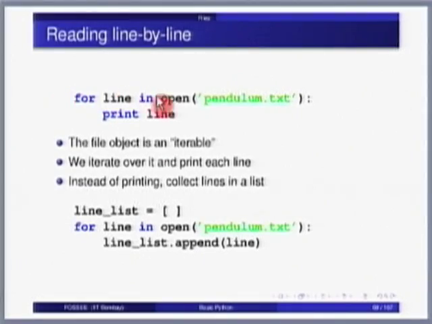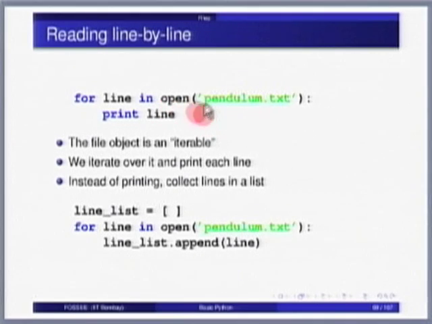So, what are the key things we have to learn? Let us look at the slides. We did for line in open, pendulum, close, colon, print line. The important thing to realize is when you do open pendulum dot text, a file object is actually something that is iterable, which means for knows how to iterate over something like a file object.